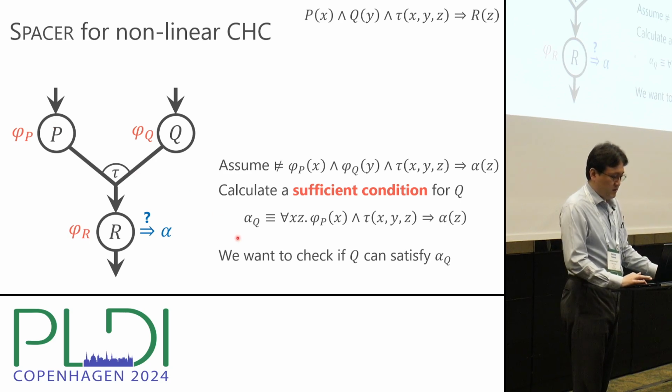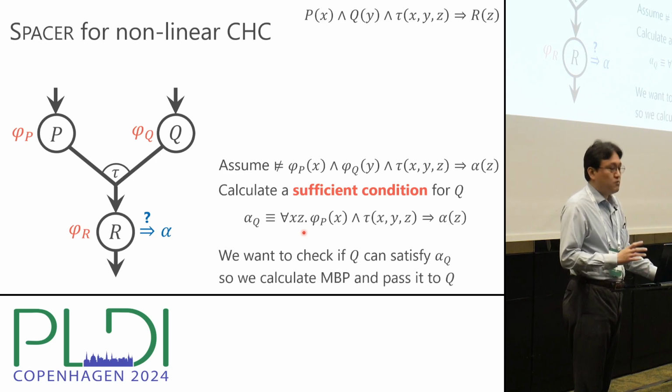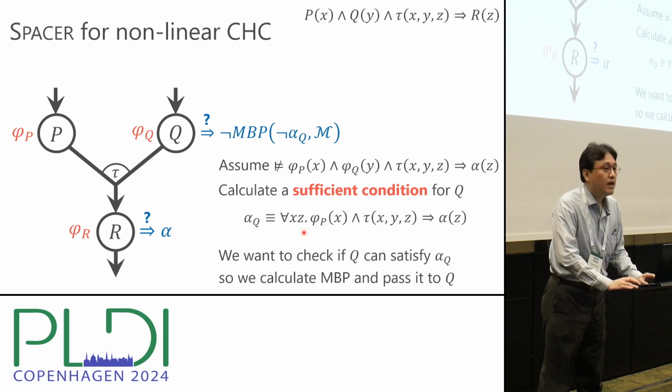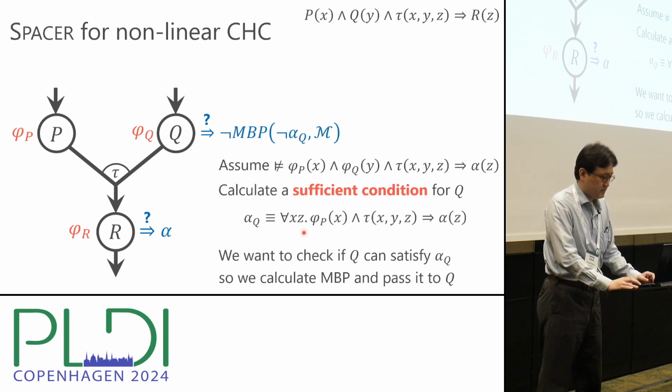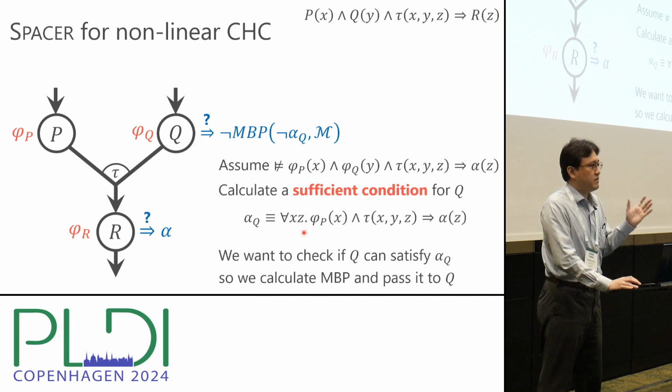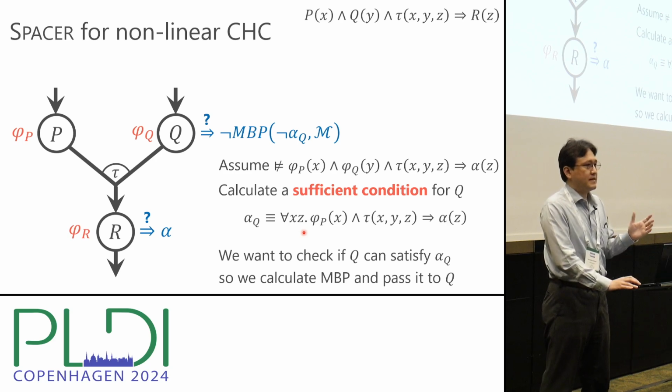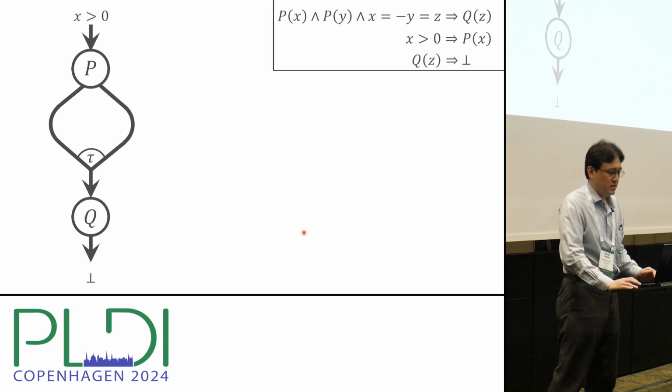And this is a quantified formula. So we want to check if this is true on Q, or this can be satisfied by Q. But a quantified formula is expensive, so we apply MBP. Okay. So we obtain it like this. And this procedure looks very reasonable and fine and natural. But unfortunately, there exists a diverging scenario.